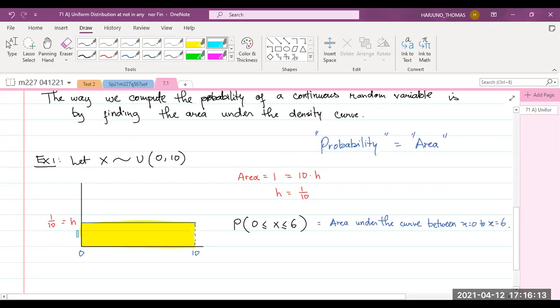So if we see this rectangle here, the area associated with that event will be this area up to 6. Now, what is the area under that curve between x equals 0 and x equals 6? That is the probability. The length of the base is 6, the height is 1 over 10. That is 6 over 10, which is 0.6.